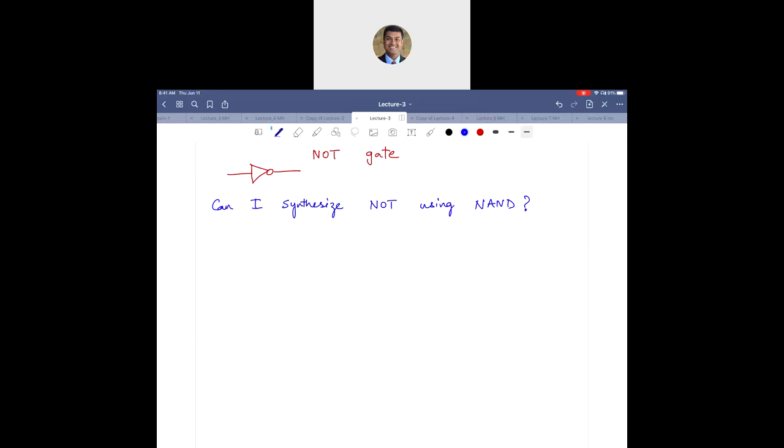Well, I can do that by doing this. I know x and x is x. That's my Boolean algebra property. So if I complement both sides, what do I have? I have x NAND x equals x complement, which means a NAND function with the same inputs is the same as a NOT function.